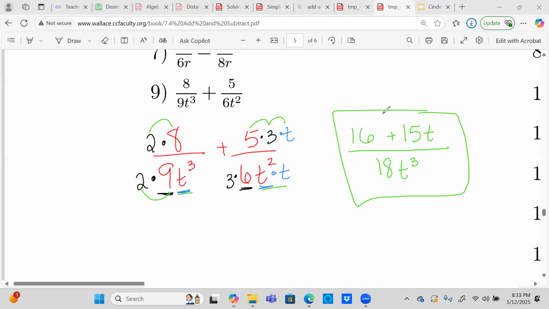Okay, so we got the denominator the same, and that was pretty much it, because there was nothing that went together, there were no like terms, there's no GCFs, you're done.